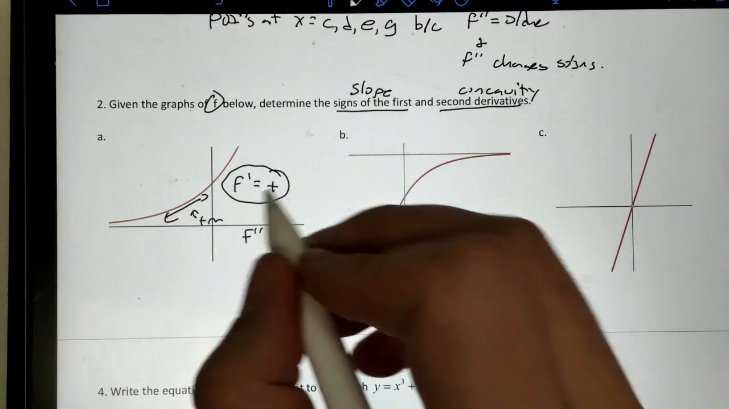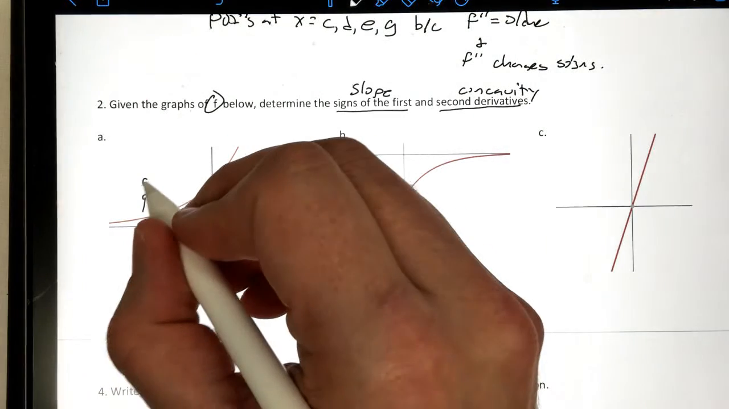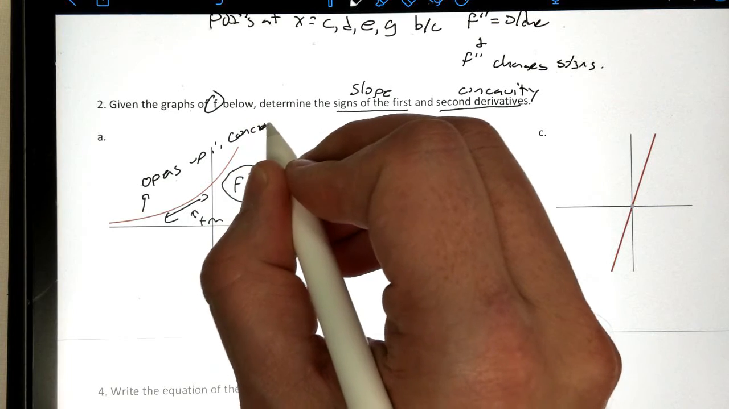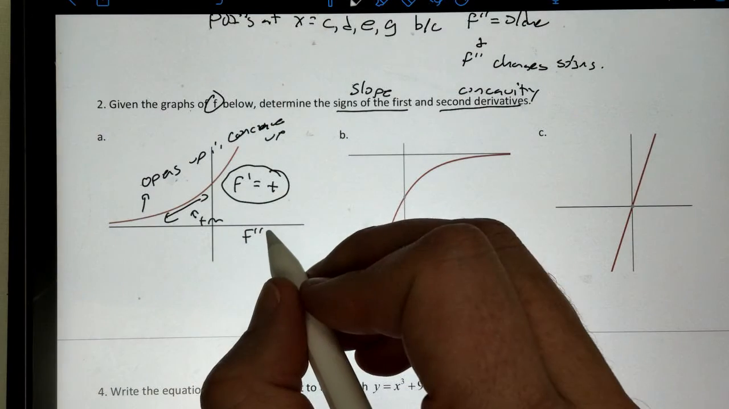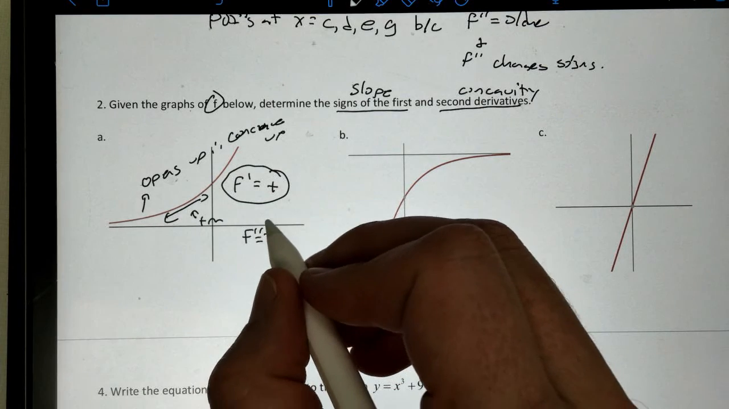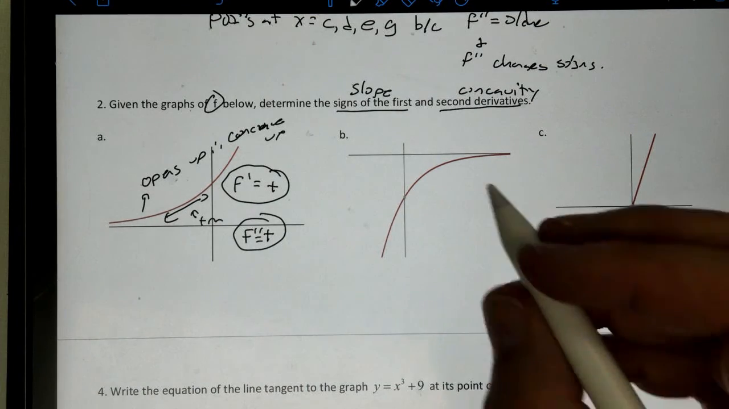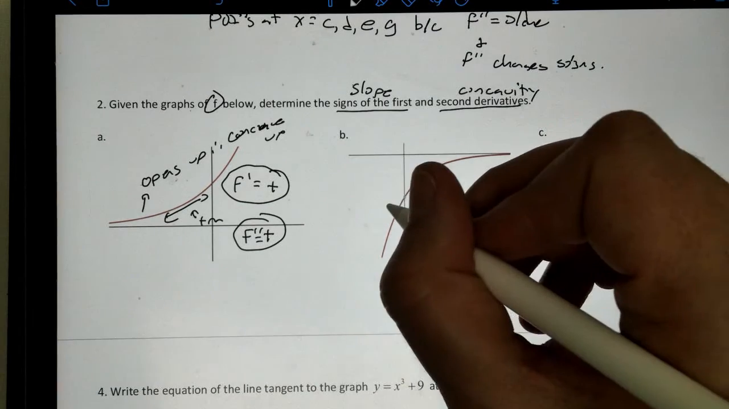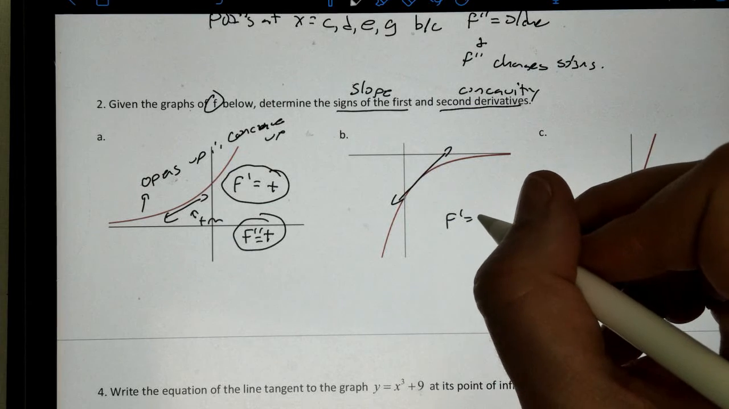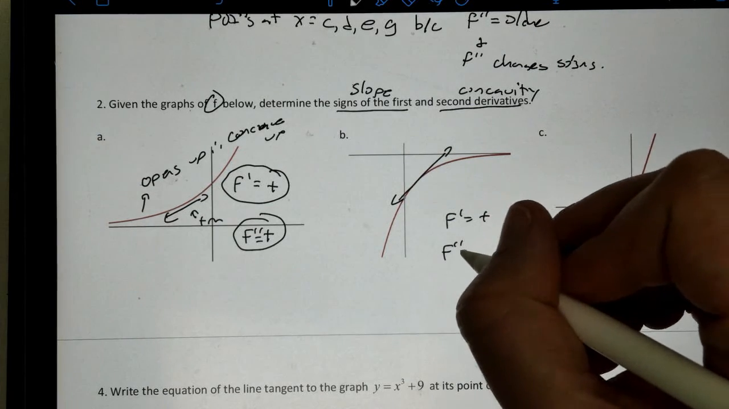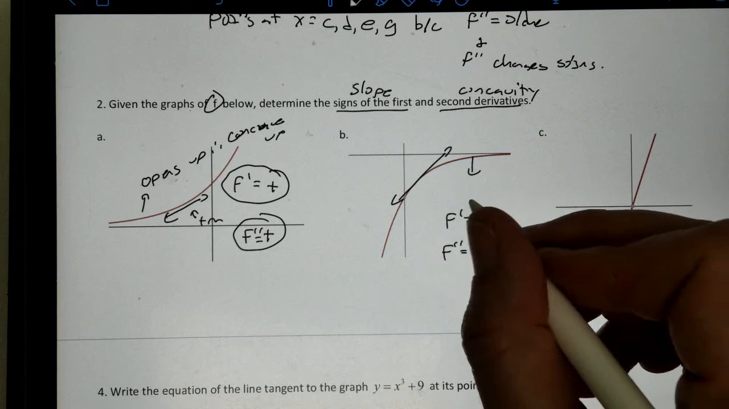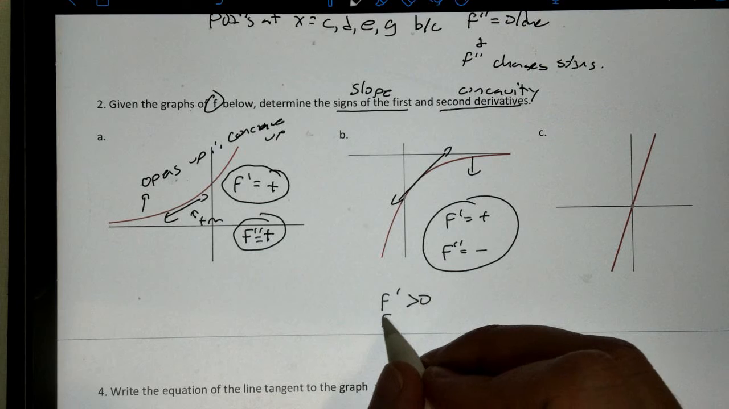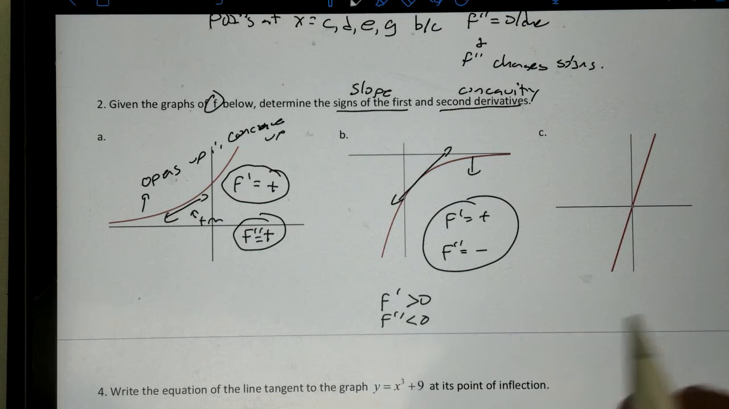What about our second derivative? Well, this function here opens up. Therefore, this is concave up. And if it's concave up, that tells us our second derivative is also going to be positive. So let's try part B. Our first derivative, again, that's still a positive slope. And our second derivative, well, this now is opening down, so that's going to be negative. Now, if you want to be fancy, go, the first derivative is greater than 0, the second derivative is less than 0. That's okay, too.